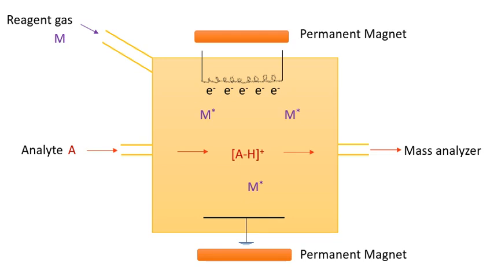The reactions for charge exchange chemical ionization are as follows. He + e⁻ → He⁺• + 2e⁻. He⁺• + M → M⁺• + He.